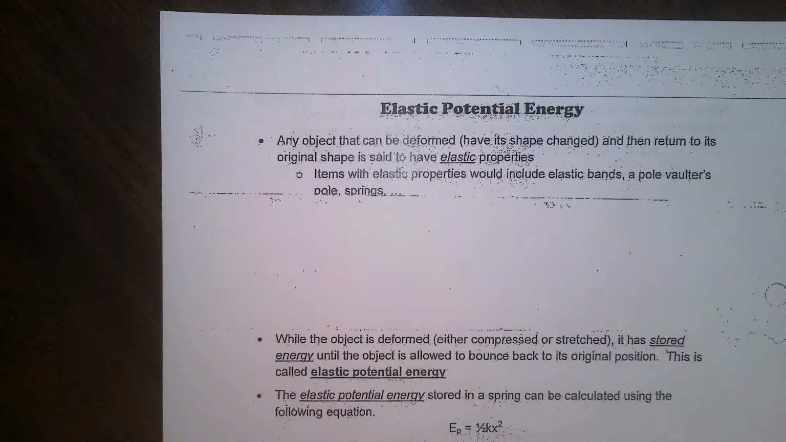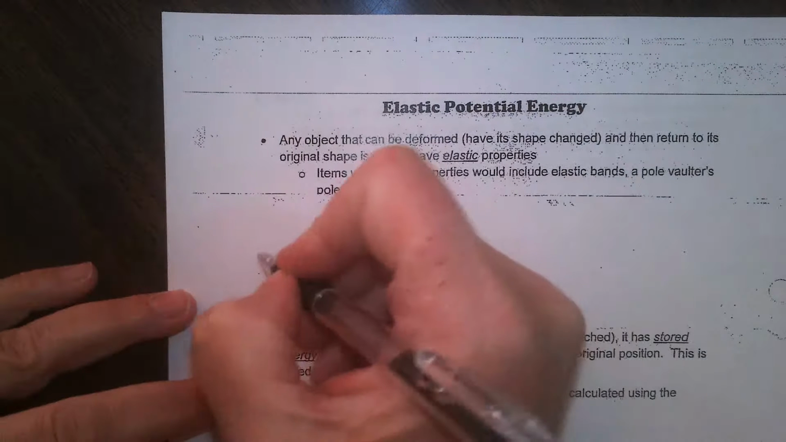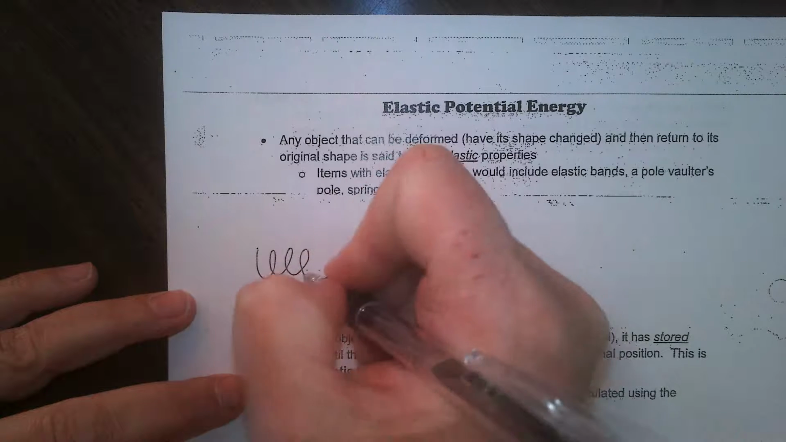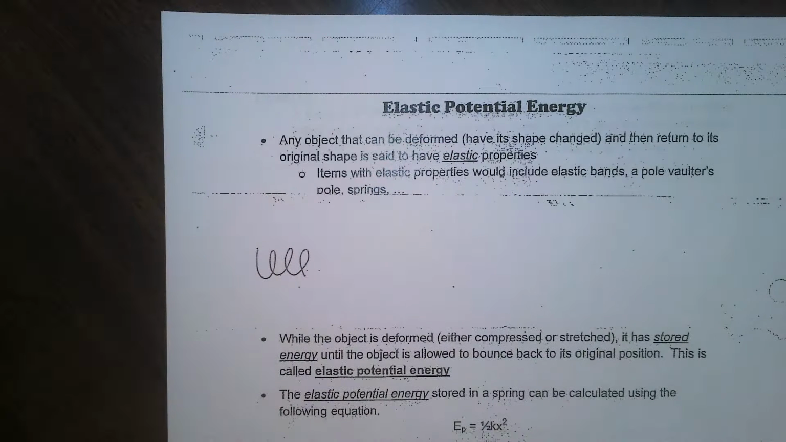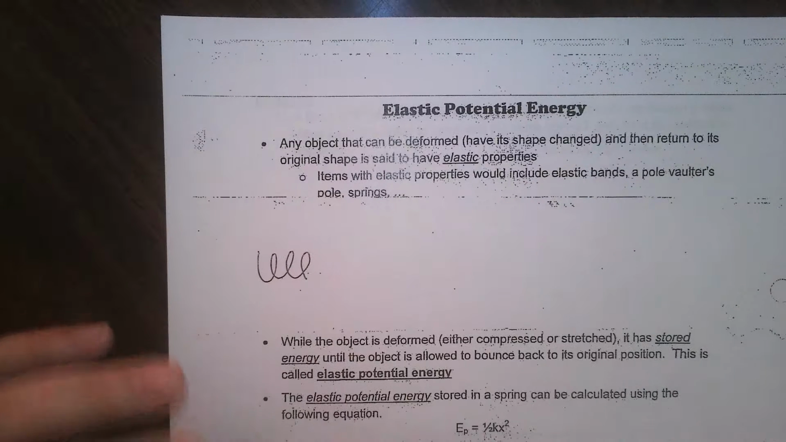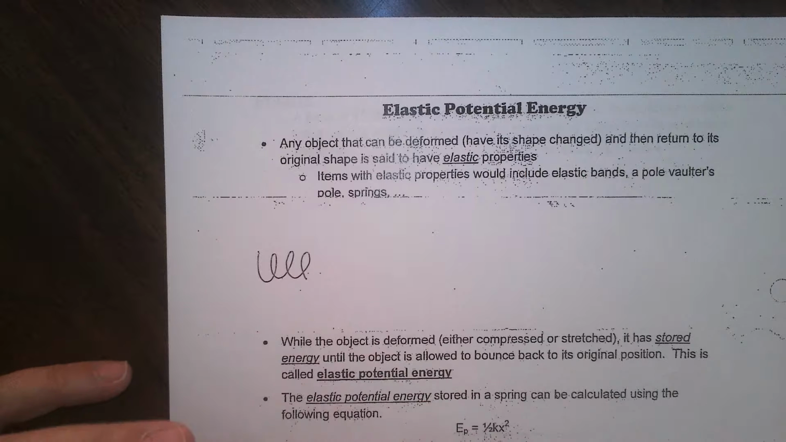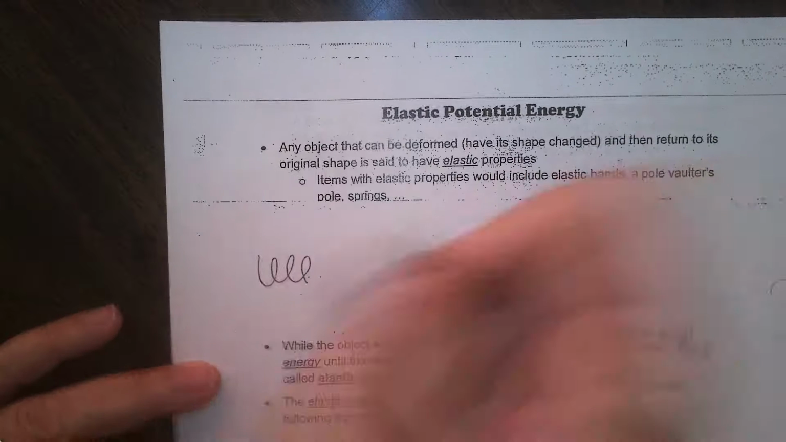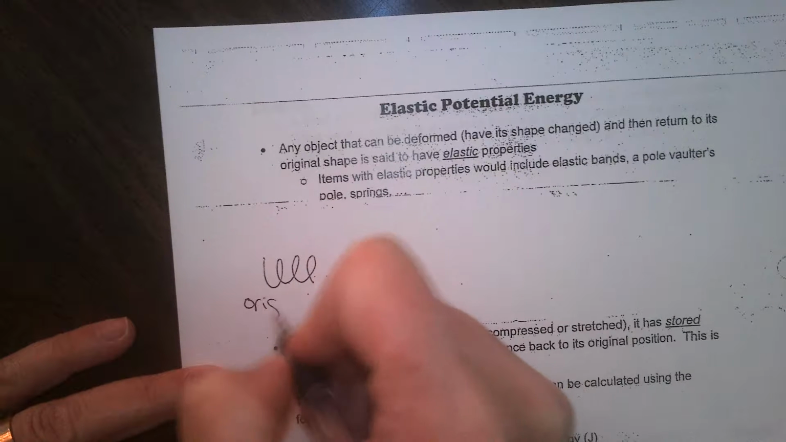Okay? So items with elastic properties include elastic bands, the pole vaulter's pole until it snaps and then it no longer has elastic properties, springs. And what we see is this concept. Here's the original spring shape, okay, original position. So whether it's a baseball or a golf ball or a pole vaulter's pole or an elastic band, it has an original shape.